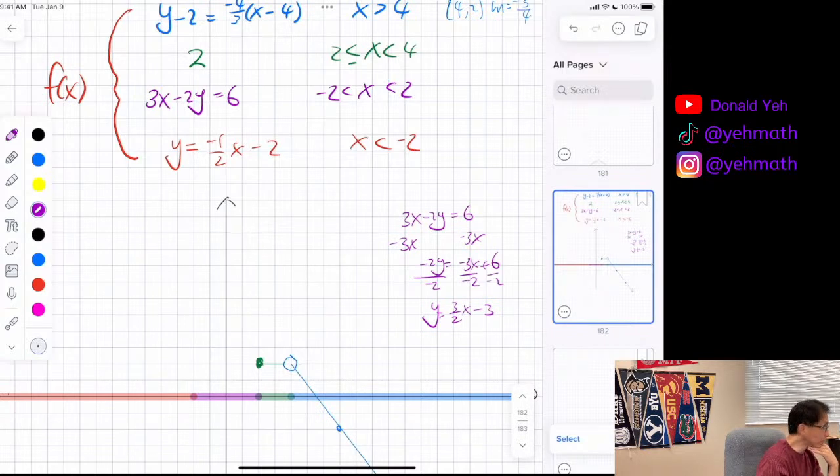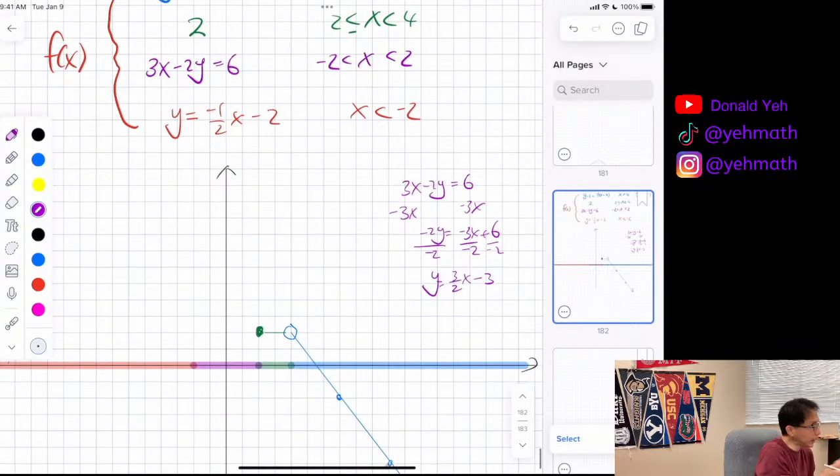Now can I graph it? But remember the restriction, right? The restriction is only from negative 2 to 2. So the slope is 3 over 2: go up 3, right 2. So we're going to go up 3, right 2. It's going to be an open circle this way, and it looks like this.